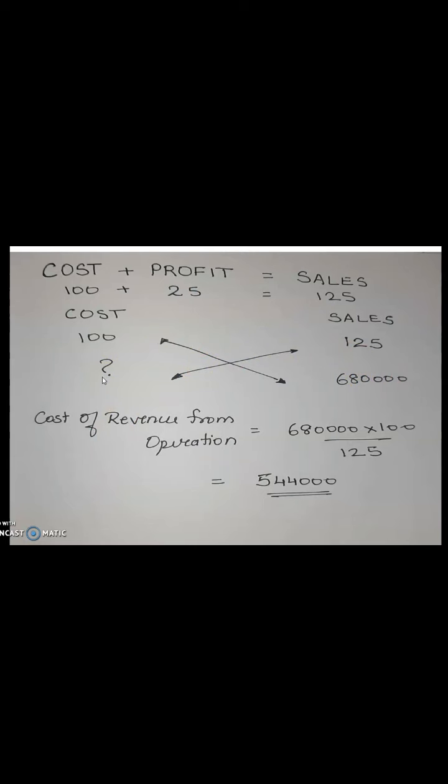I am going to repeat it once again. Cost is 100, sale is 125. If sale is 6,80,000, what was the cost? So you can cross multiply and find out how much is your cost of revenue from operation. After doing the cross multiplication, you will get the amount as 5,44,000.